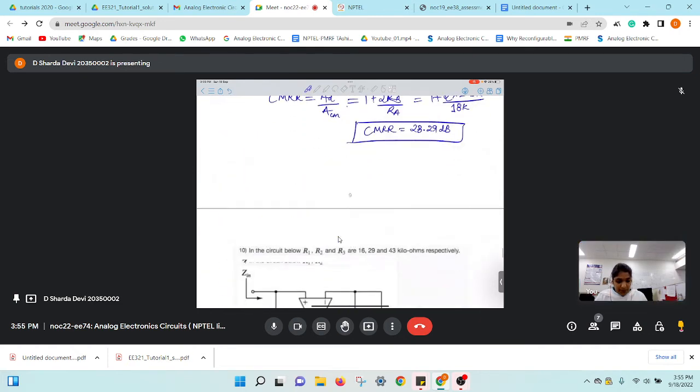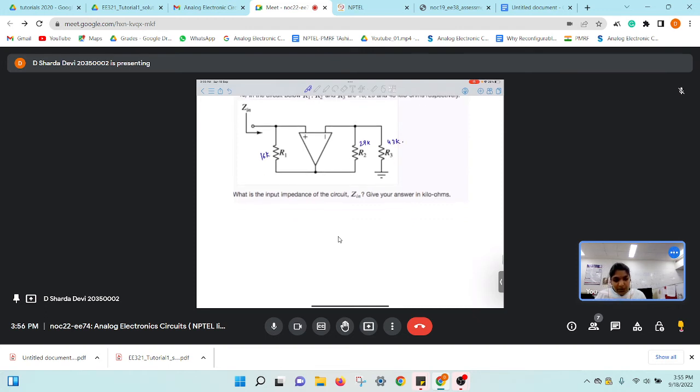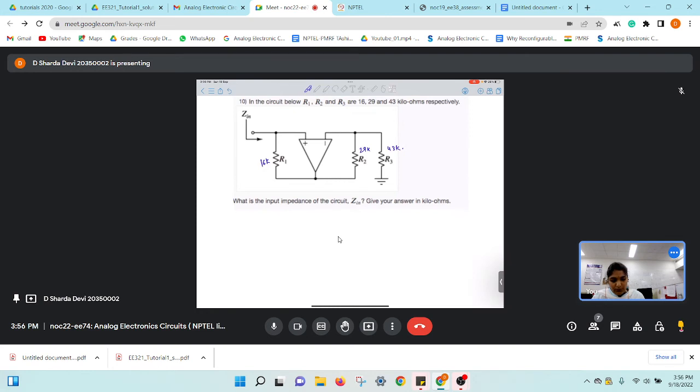Okay. Yes, ma'am. So moving ahead, this is another question. In this particular question, you have R1, R2, R3, 3 resistors, which are 16K, 29K, and 43K. You have to get the expression for Zn or the value of Zn. How will you solve it? So what are the things that are evident from this particular question?